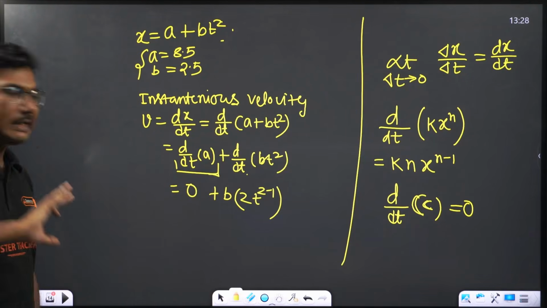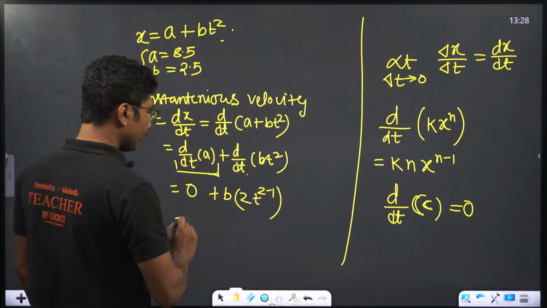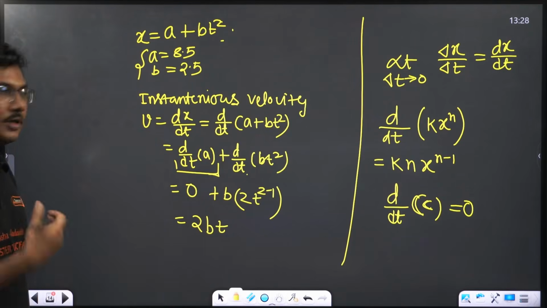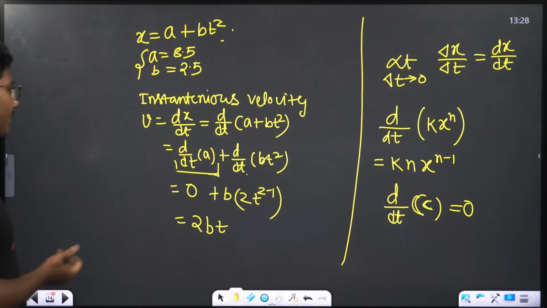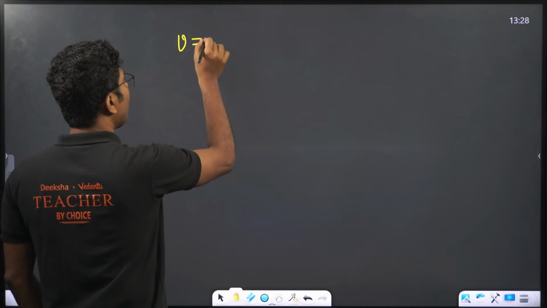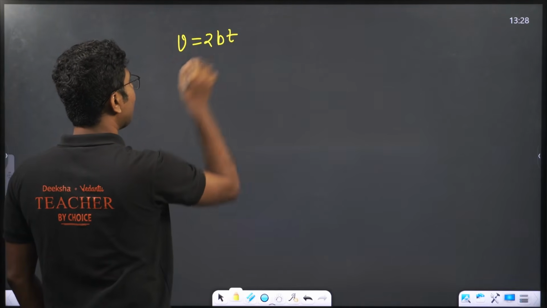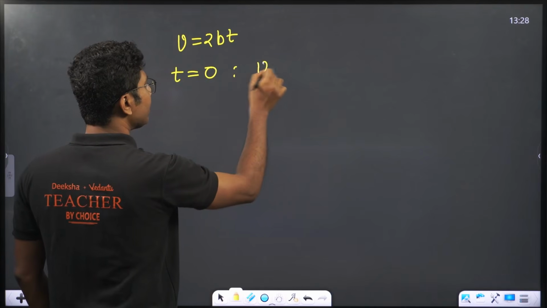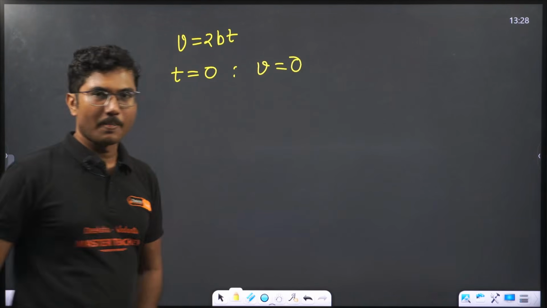That is the basic differentiation, right? So it will be 2b into t, 2bt. So this is the instantaneous velocity. Okay, so instantaneous velocity is coming out to be 2bt. Now they are asking what is the instantaneous velocity at t equals 0. At t equals 0, instantaneous velocity is 0.